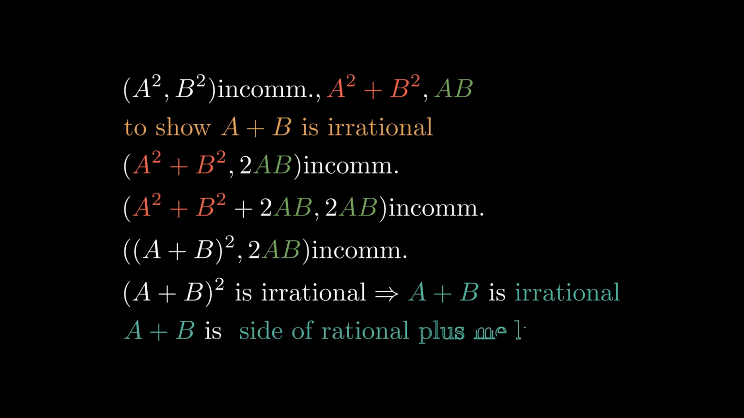We'll call such a line a side of a rational plus a medial area. So a side of a rational plus a medial area is the sum of two numbers, not commensurable in square, whose sum of squares is medial, and whose product is rational.